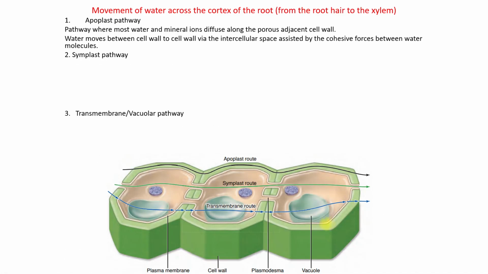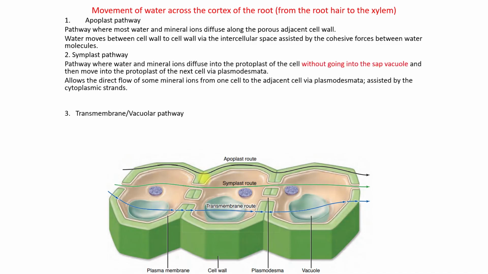Now, the apoplast pathway. You can see here the apoplast pathway, where water and mineral ions diffuse along the porous adjacent cell walls from one cell to another. So they move between these porous adjacent cell walls. The water molecules move from cell wall to cell wall via the intercellular space. You can see the intercellular space here, assisted by cohesive forces between water molecules. So that's the apoplast root or apoplast pathway.